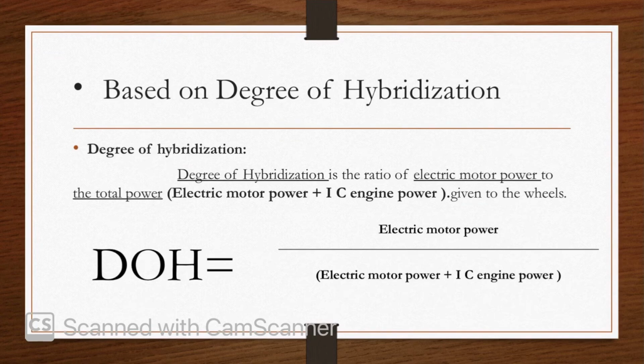Now we will classify the HEVs based on the degree of hybridization. Degree of hybridization is the ratio of the power of electric motor to the total power, which is the electric motor power plus the IC engine power. The formula for the degree of hybridization is given below.